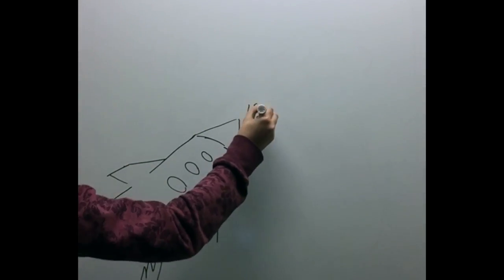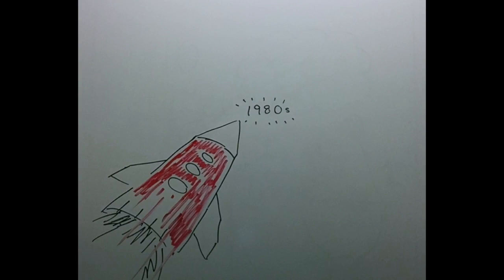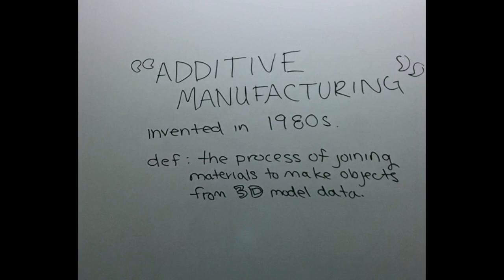By the 1980s, the versatility of polymer processing, the spike in available material, and breakthroughs in 3D modeling software led to a coined concept known as additive manufacturing, which we define here to be the process of joining materials to make objects from 3D model data. This umbrella term includes the process of 3D printing.